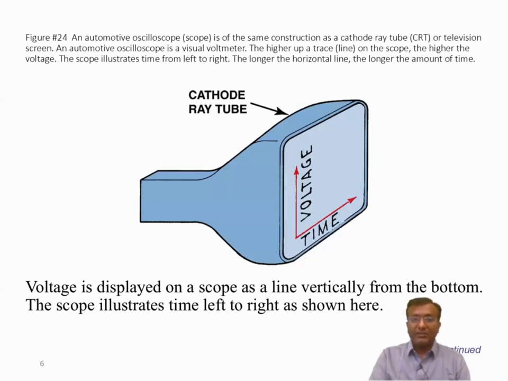Now, looking at this next image, it is a cathode ray oscilloscope, and these are used in analog type oscilloscopes. In the case of digital storage oscilloscopes, we are using LCDs.